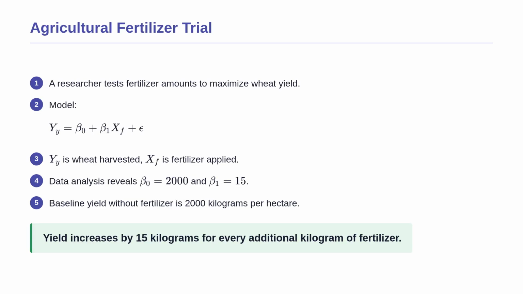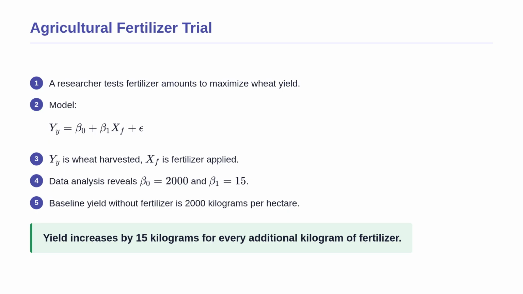Let us apply this linear regression formula to a practical agricultural example. A researcher wants to determine the optimal amount of a new nitrogen-based fertilizer to maximize wheat yield. The field is divided into equal plots, and different amounts of fertilizer are applied. We use our regression model, where y sub y is the total wheat harvested and x sub f is the fertilizer applied. After analyzing the data, the researcher finds that beta 0 equals 2,000 and beta 1 equals 15.